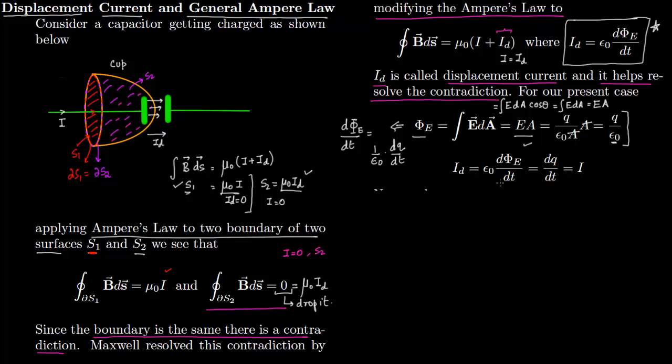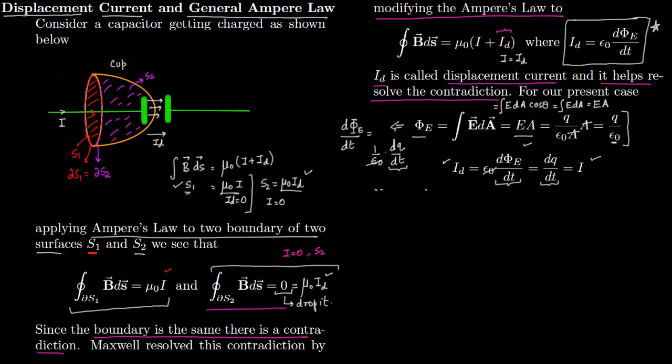So instead of d phi E by dt, you put 1 by epsilon naught times dq by dt. So this epsilon naught will cancel out with this epsilon naught. You are just left with dq by dt, and you know dq by dt is nothing but the current I. So we have shown that I of d is equal to I. So these two formulas now are the same. So whether you take surface S1 or you take surface S2, you get the same integral.